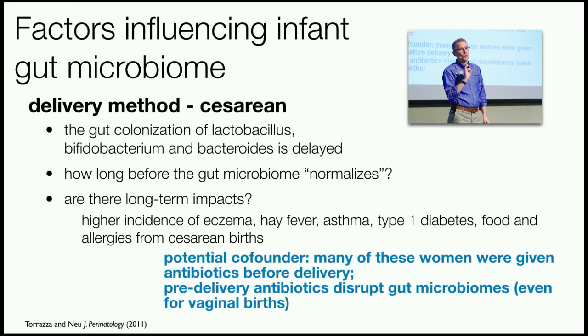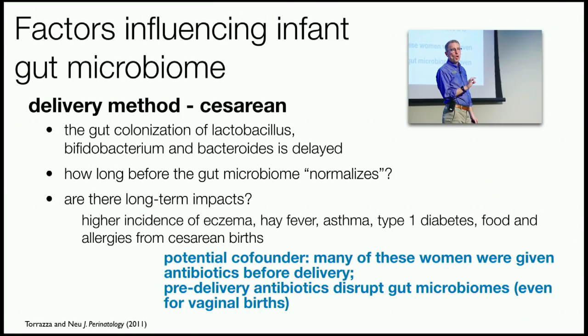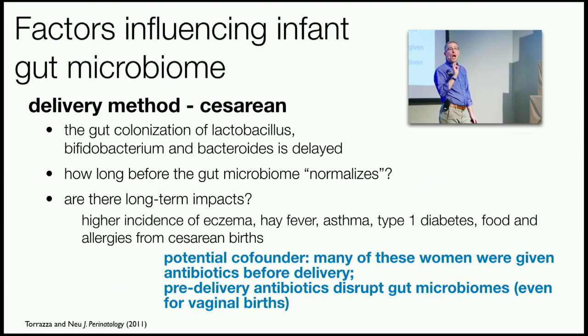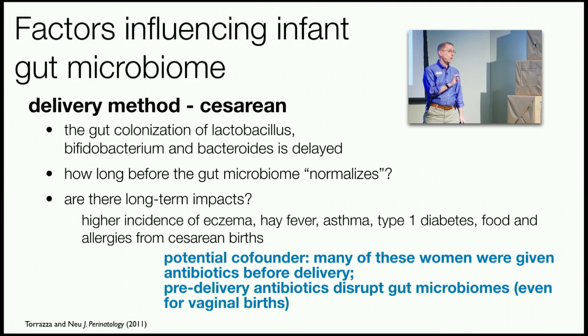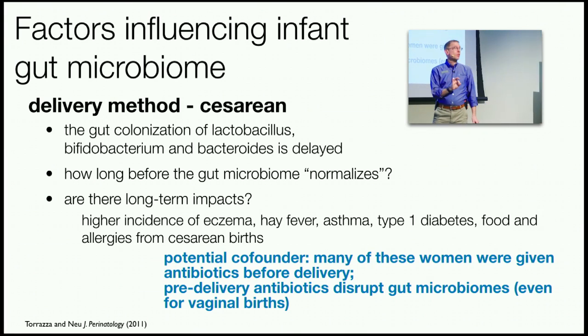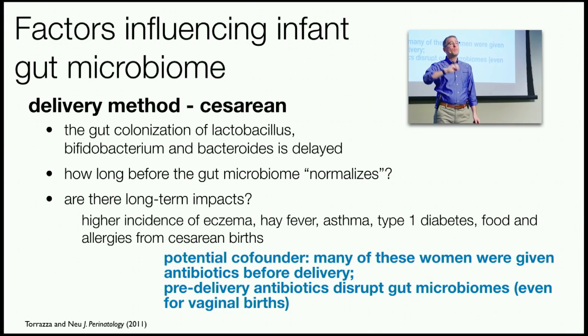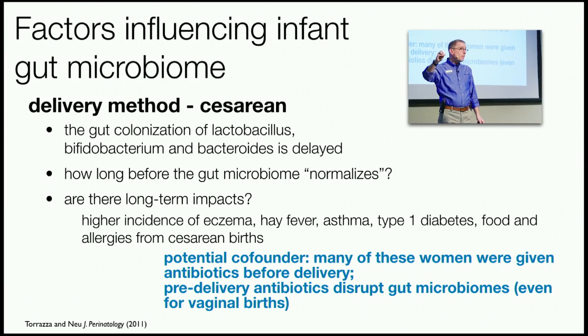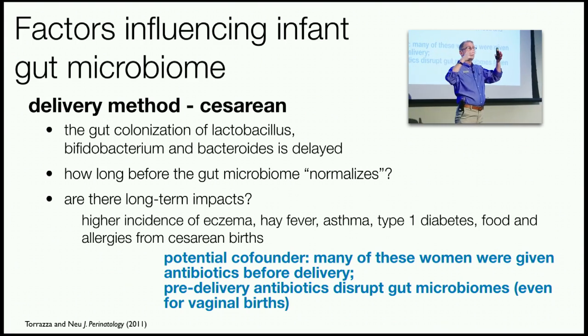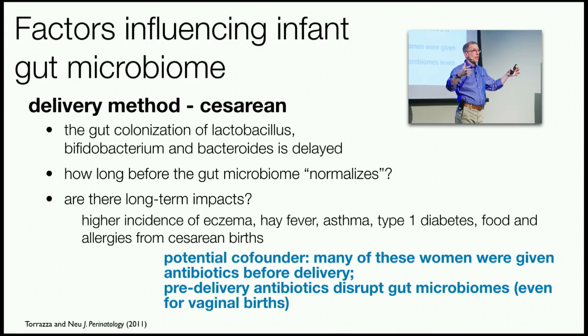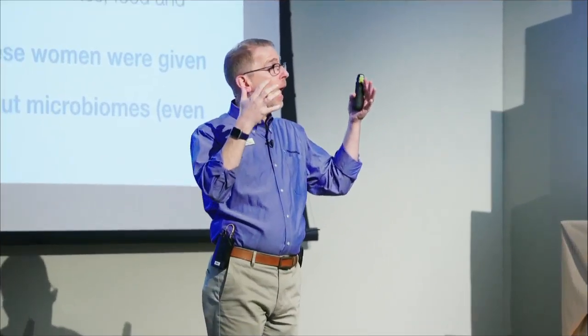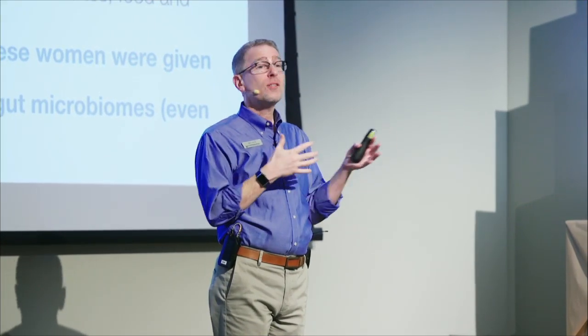There's a huge confounder with that, and that's that many women that have C-sections are also given IV antibiotics before they give birth, which means those antibiotics move through the maternal system, cross the placenta, and are in the infant. And in some cases, infants are given antibiotics shortly after birth if there are specific infections that you're concerned about. Not all women that have C-sections, but many have IV antibiotics, and that passes to the infant.